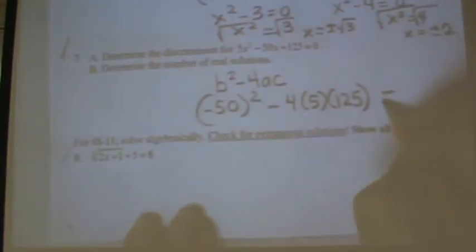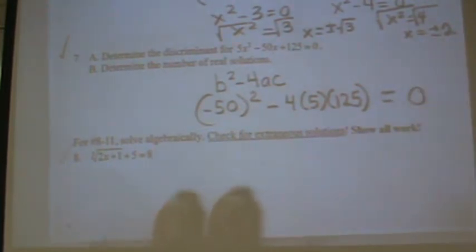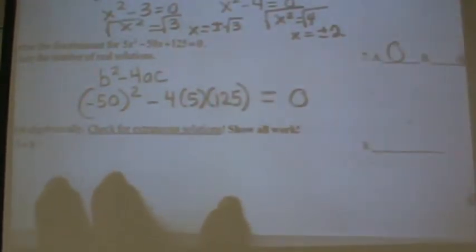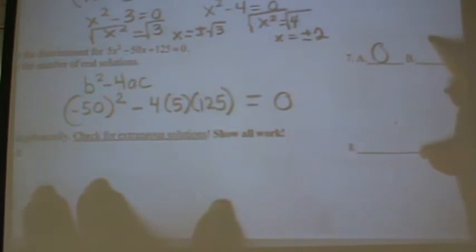When you do that, you get 0. So the discriminant is 0. Do you remember what that means? How many solutions are there? 1.